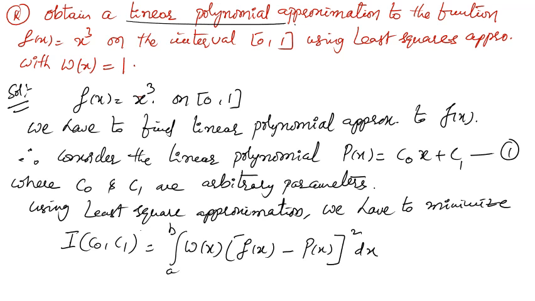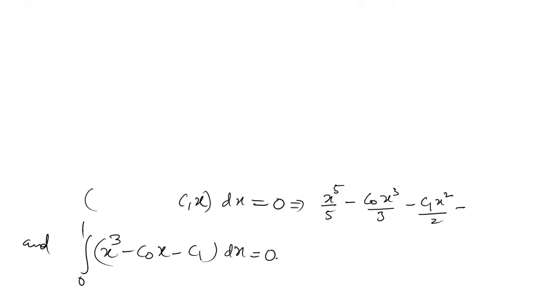Did you understand what that is? I equal to the weight function and the original function f of x minus the approximate function, whole square, least square means this whole square, dx. To minimize I, what are the necessary conditions? Now let me substitute first.